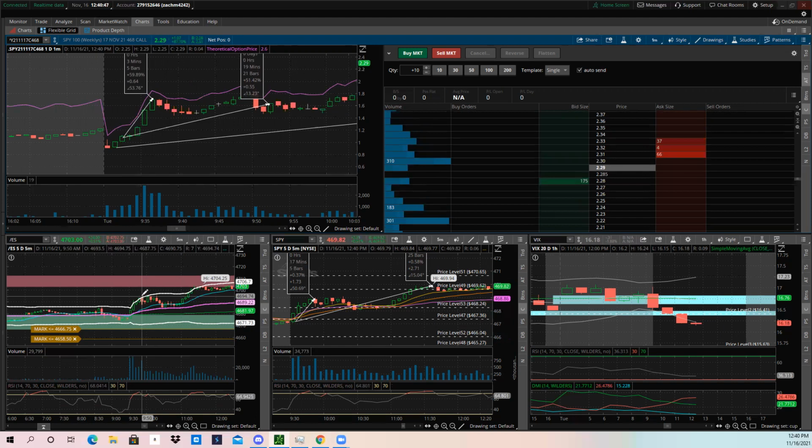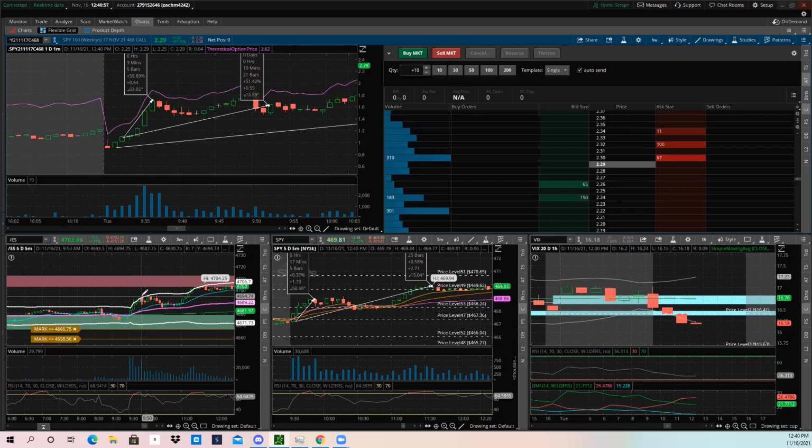If you had $200 and put $200 into the play at 932 and you were to sell between 935 and 937, you would have made anywhere from 40 to 60% on your initial investment. All right, and that's within a matter of minutes.